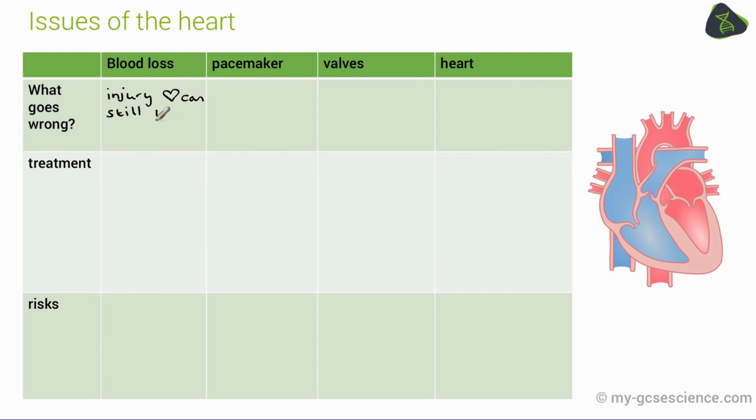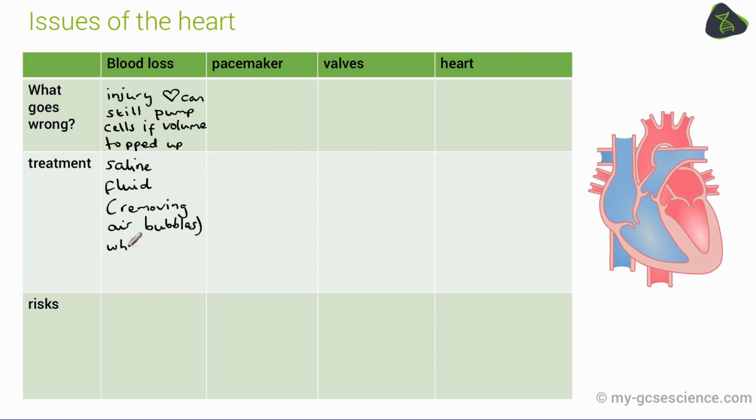Now, the heart can actually still pump the remaining blood cells around the body as long as the volume of blood is topped up. A treatment for this is to inject the body with a saline fluid as this top-up, but it's important to remove any air bubbles because they could lead to problems as well. And that gives the body enough time to make some new blood cells. However, if the blood loss is really severe, then a blood transfusion is necessary, and that relies on there being donated blood that is a close tissue match to the patient.